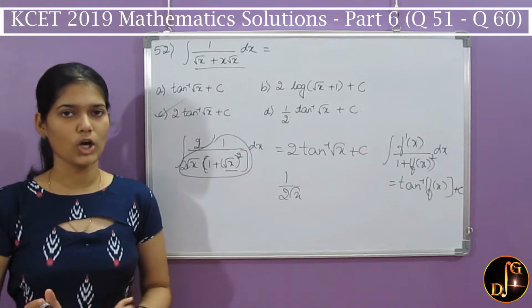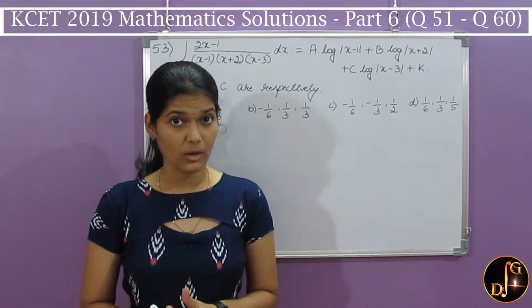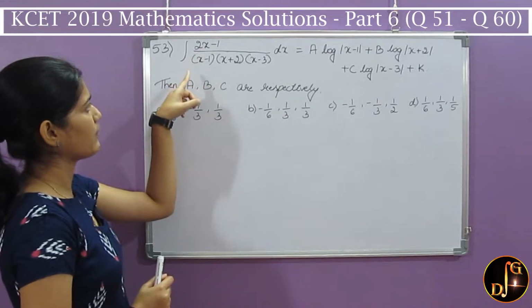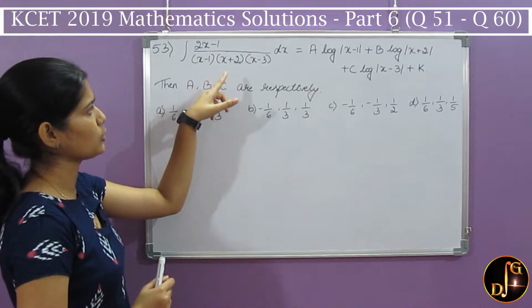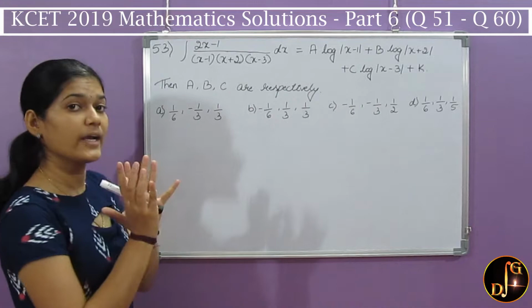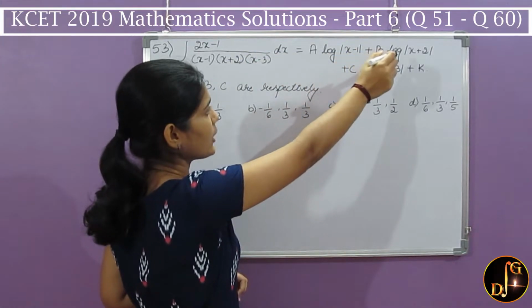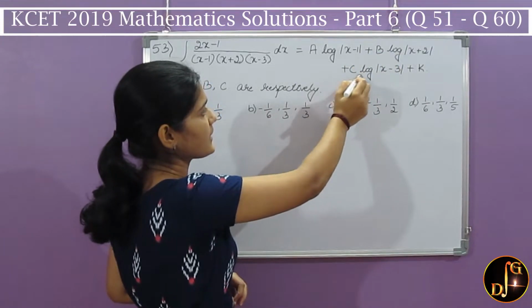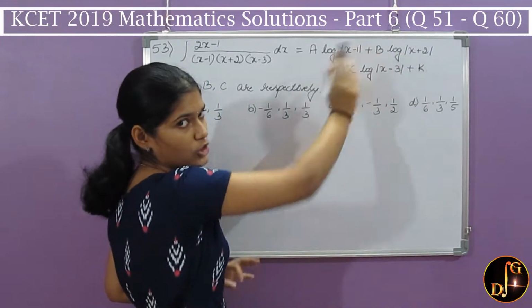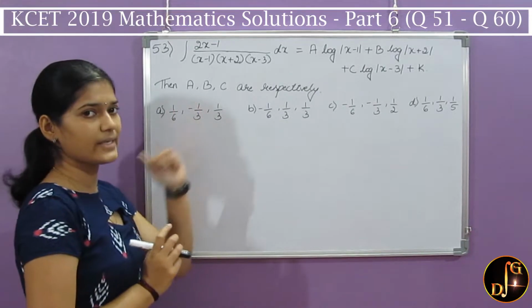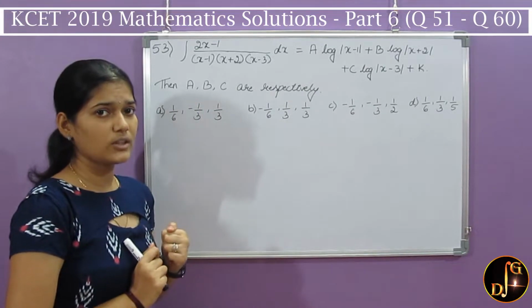Now let's move on to the next problem. In this problem, it is given that integration of 2x minus 1 by x minus 1 into x plus 2 into x minus 3 dx is equal to a log mod x minus 1 plus b log x plus 2 plus c log x minus 3 plus some constant k. Then we have to find the values of a, b, c. How to solve this problem?